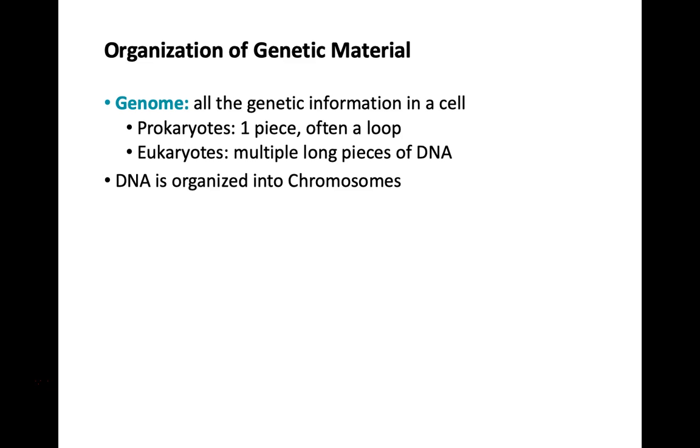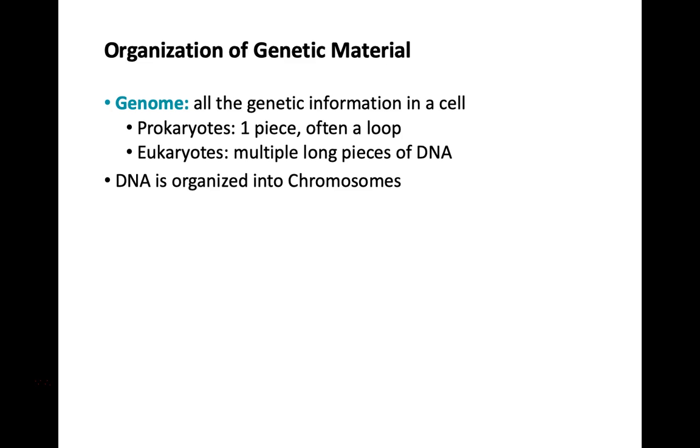But if you're a eukaryote, you have multiple long pieces of DNA. Humans have 46 chromosomes, chimpanzees have 48, chickens have 78, bananas have some crazy number, strawberries have some crazy number of chromosomes. And so you have to keep that genetic information organized in a very specific way. One, so that genetic information can be expressed in the cell, and two, so that it can be divided properly during cell division. So all of that DNA is organized into chromosomes.